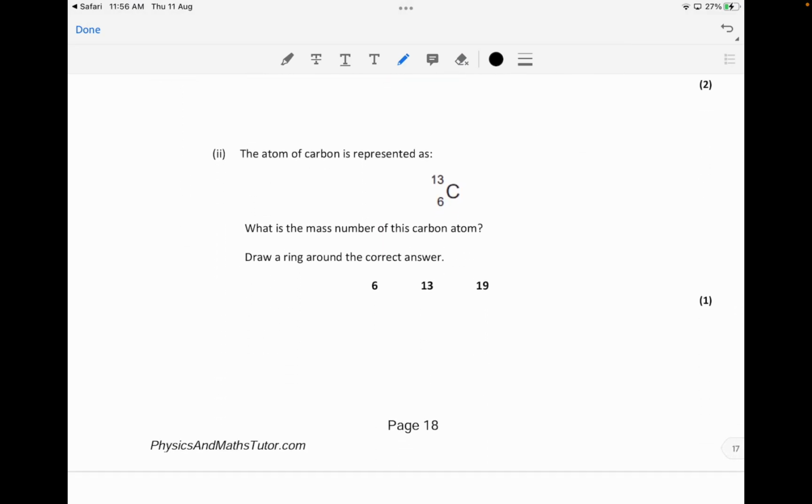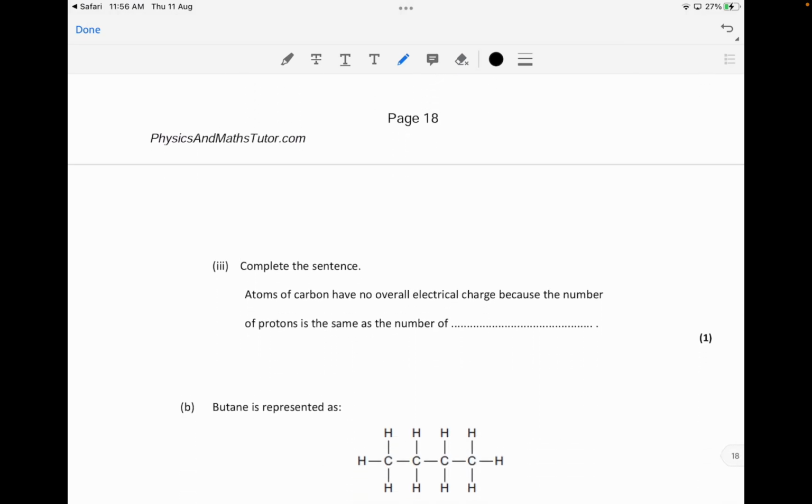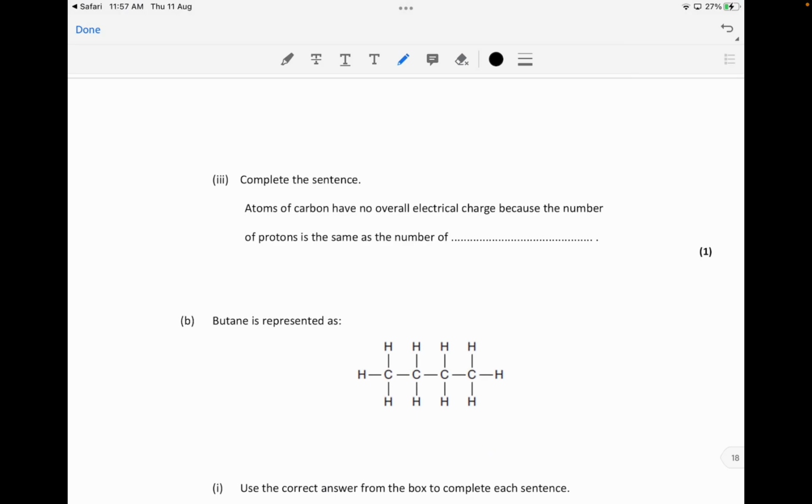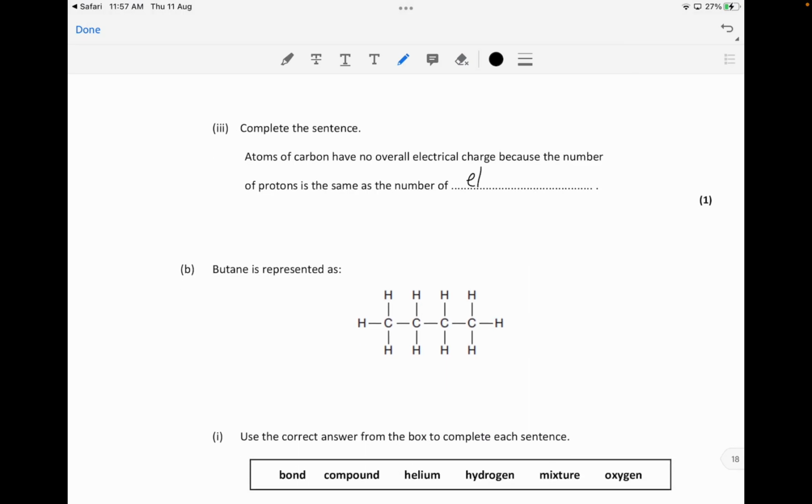The amount of carbon is represented as that. What is the mass number of this carbon atom? The mass number of this carbon atom is going to be 13, since it's on the top. Complete the sentence. Atoms of carbon have no overall electric charge because the number of protons is the same as the number of electrons. This is going to be your answer for 1 mark. Okay, let's move on to the next question.